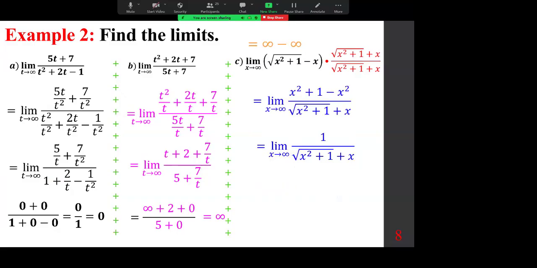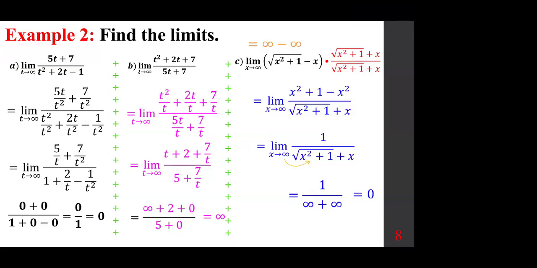And now if you plug in infinity, you get 1 over infinity plus infinity, which is 1 over infinity, which is 0. Now, it happened to become 0. But it's important to understand it may not.